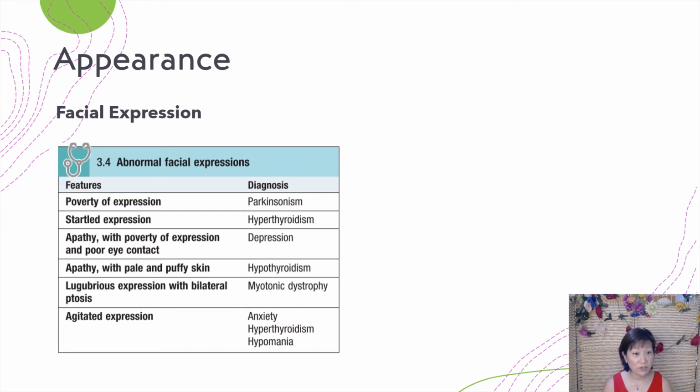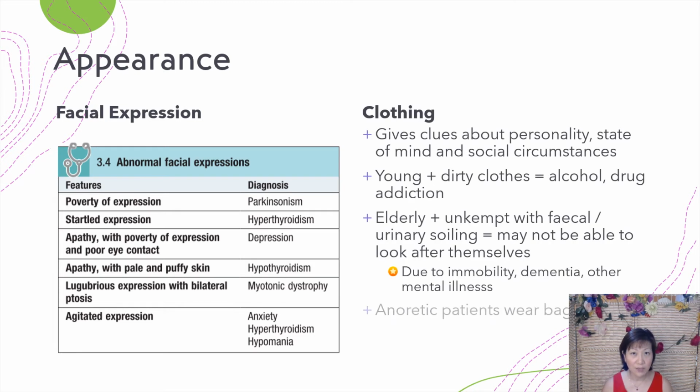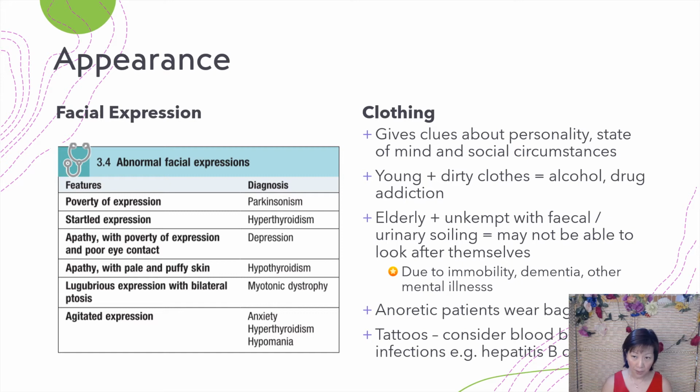Okay, so where the facial expression is concerned, these are lists of various expressions that you could see with various disease states. So even facial expression can give you clues about what conditions a person might have. The clothing also can give you some ideas about a person's personality, the state of mind, and social circumstances. I think you would also have seen and heard or read about how depression is associated with poor dressing and then also crumpled clothing. Dirty clothes could suggest an alcoholic or drug addiction.